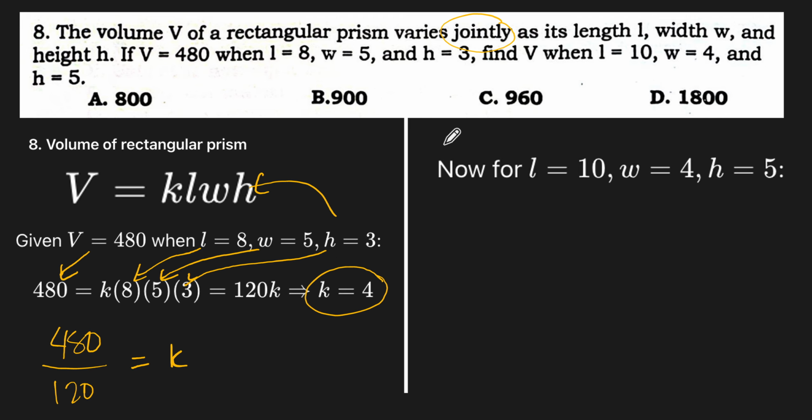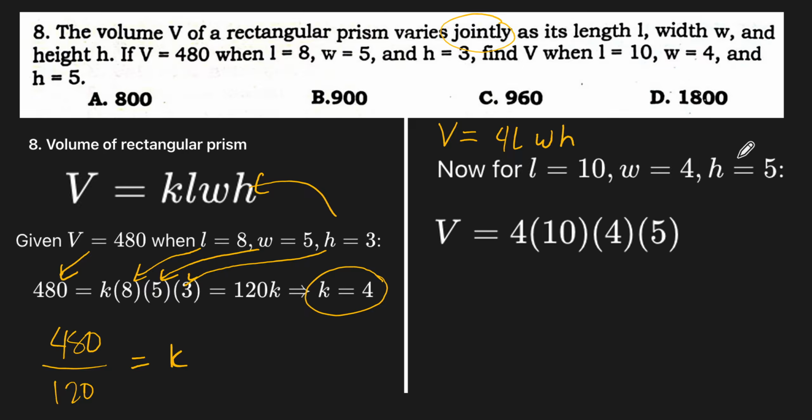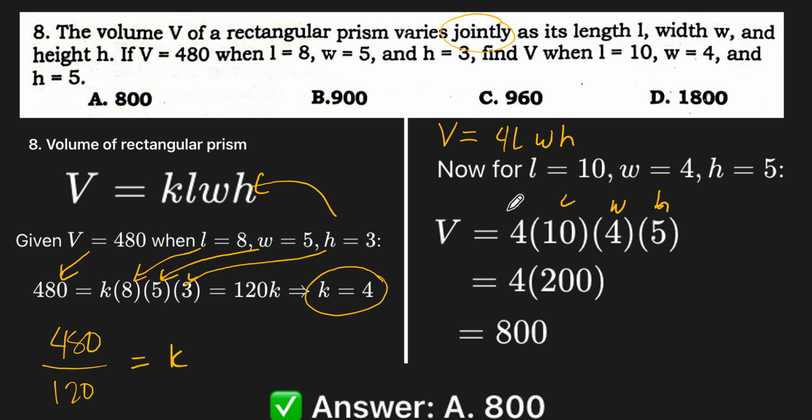Now, we have the new formula. V equals 4 times length times width times height. And then we plug in the new given, the second given, which is the length is 10, width is 4, H is 5. And then plugging them, we have the 4 times 10, which is the length. Width is 4, height is 5. Then multiplying them together, 10 times 4 times 5 is 200. 4 times 200, that would be 800. And that is the final answer, 800.